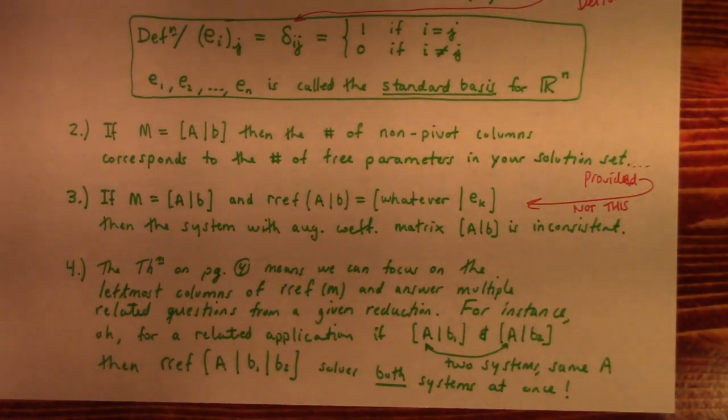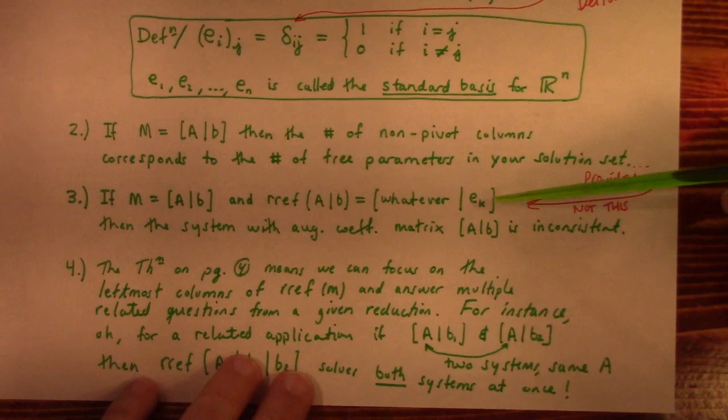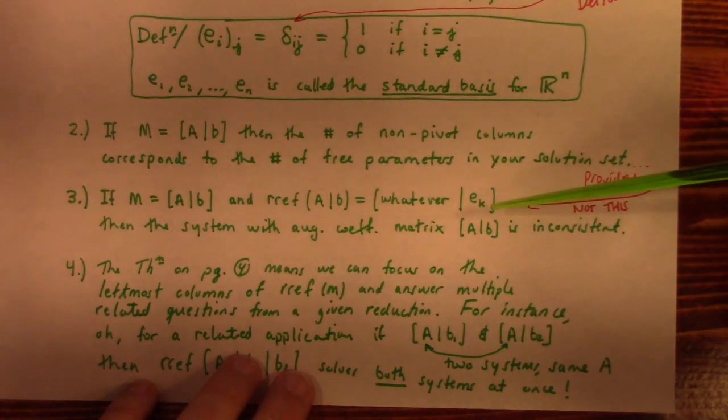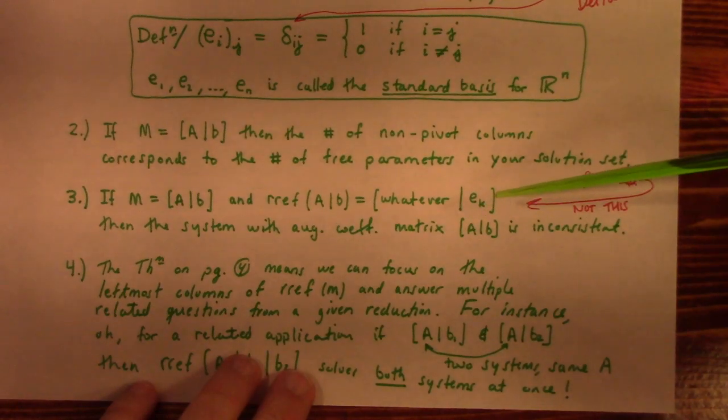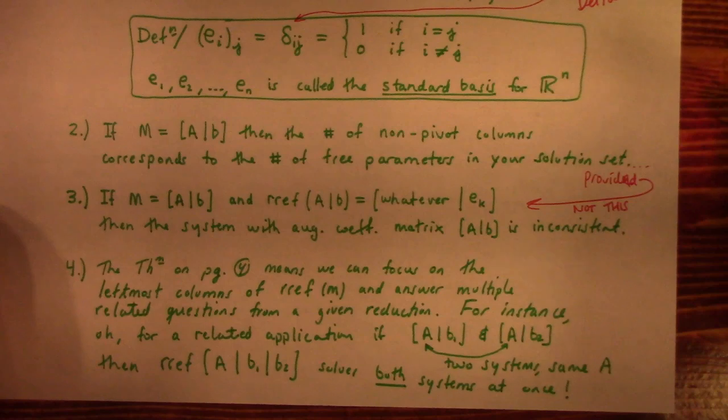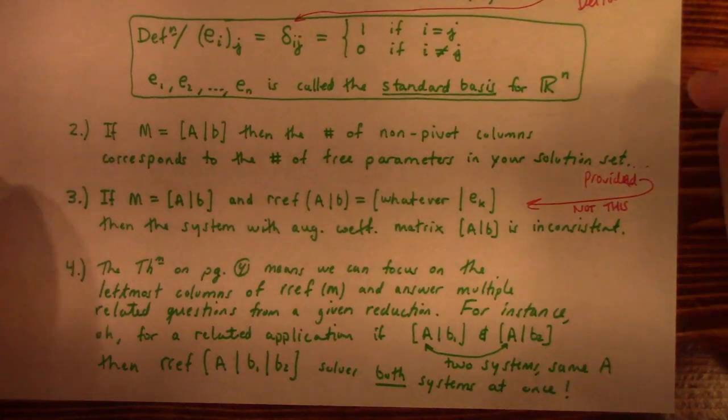If on the other hand the rightmost column in your augmented coefficient matrix is a pivot column, you're out of luck. That means that you've got an inconsistent system. You've got 0 equals 1 as your simplified equation, which means there are no solutions, all right?